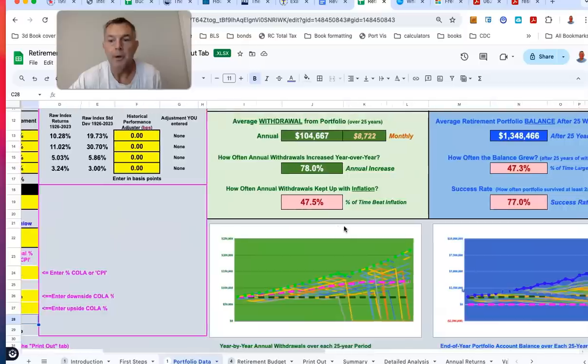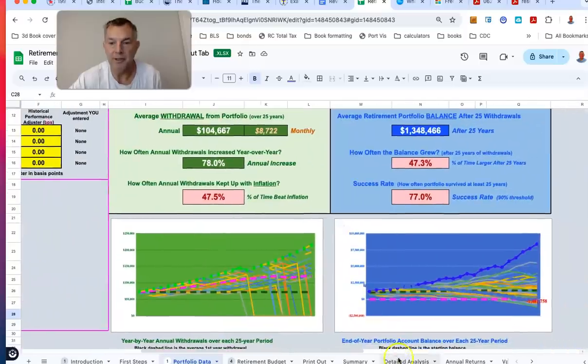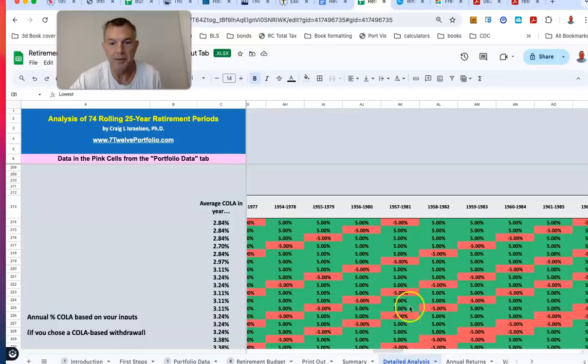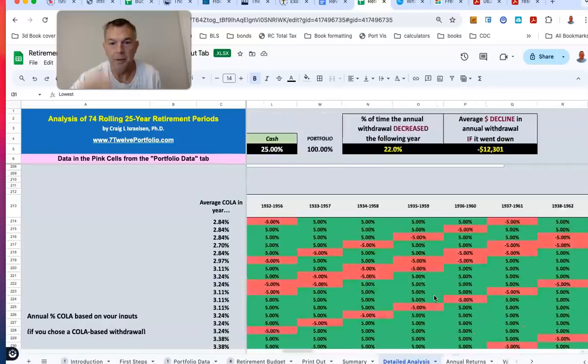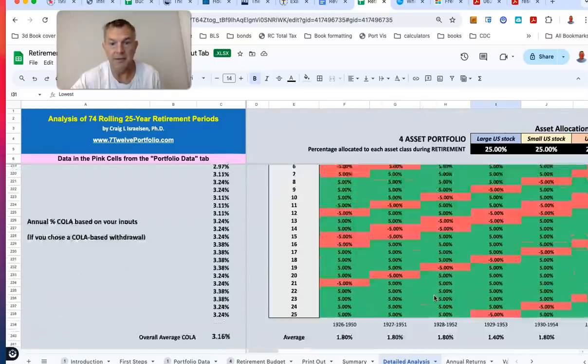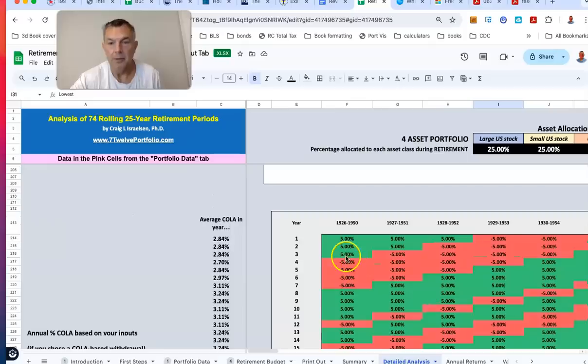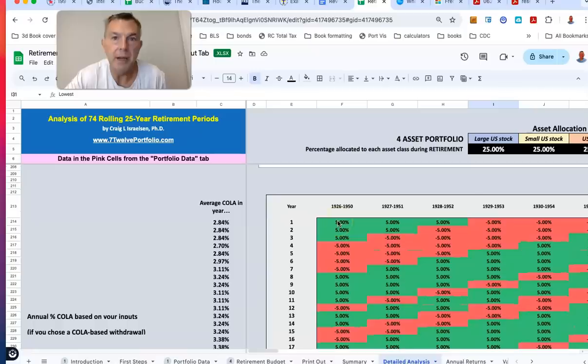All right, so I want to show you how this works. We're going to go to detailed analysis. There's so much here. I love this thing right here. What you're going to see is fantastic. This is from 1926 to 1950, 25 years. The green is my income increased by 5%. So I went from 70,000 to whatever 5% of 70,000 is, $3,500, something like that.